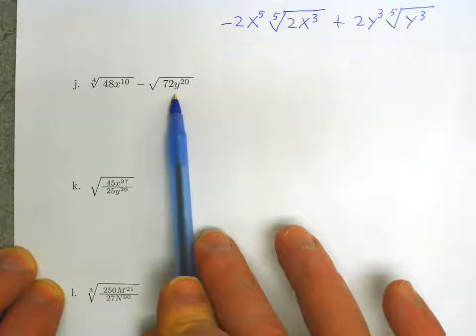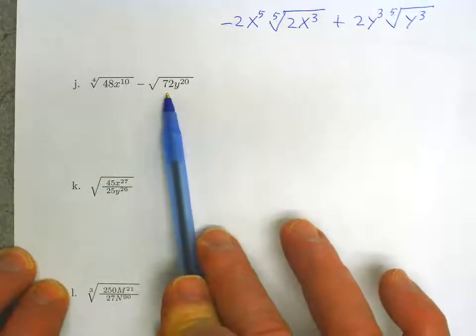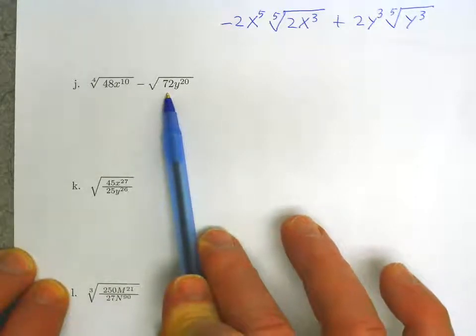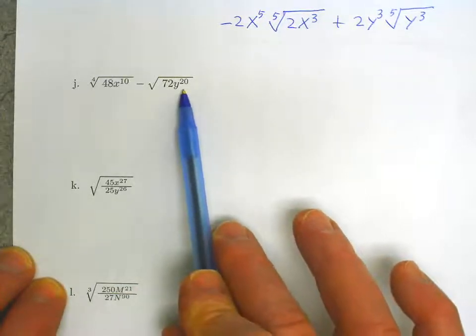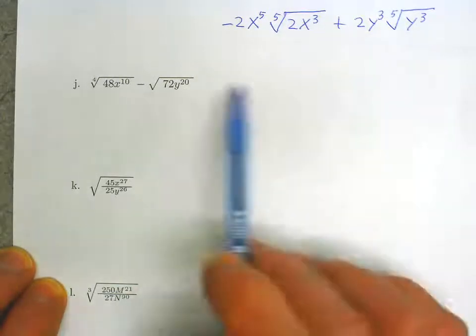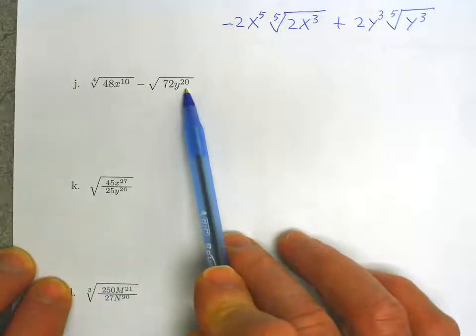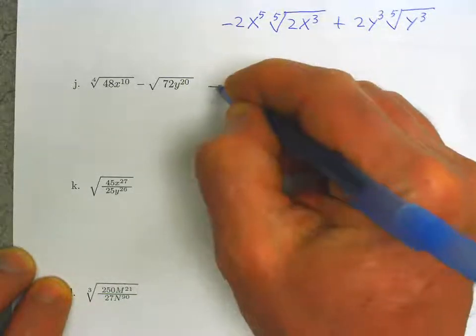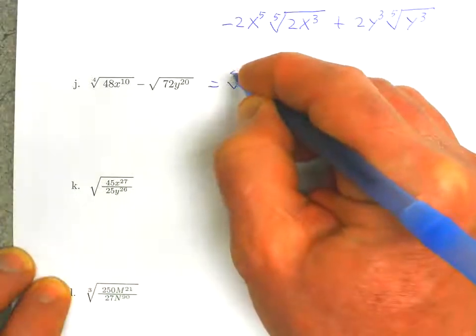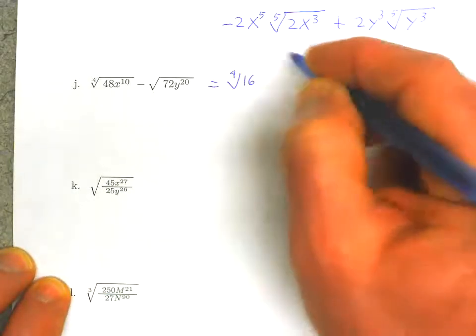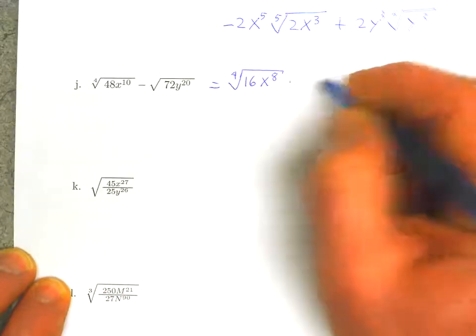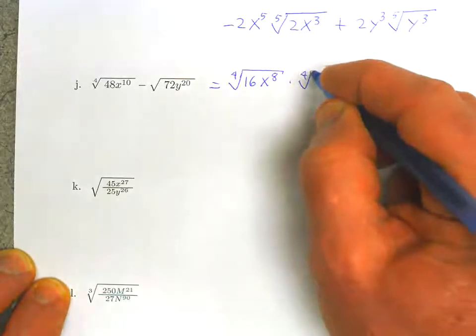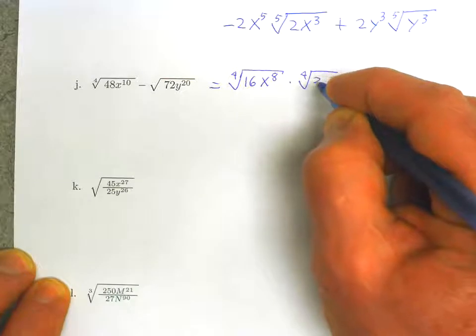This one's a square root. The largest factor of 72 that's a perfect square is 36. 36 times 2 is 72. Y to the 20th is a perfect square because the exponent is a multiple of 2. So we'll rewrite this as the fourth root of 16x to the 8th times the fourth root of the remaining factors, 3x to the 2nd.